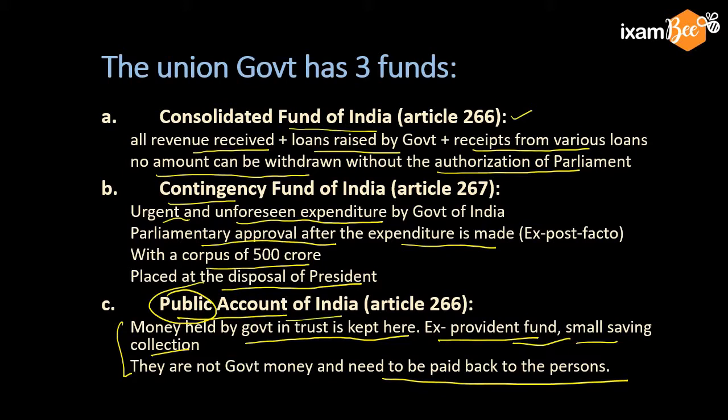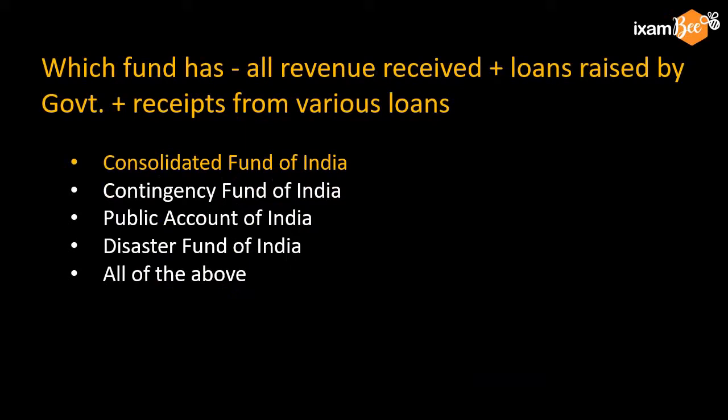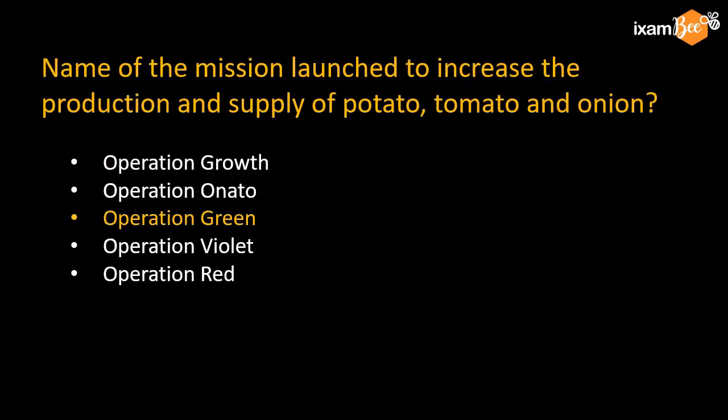Just knowing about these funds is good enough for the exam. Now you know the answer to the first question is Consolidated Fund of India. And the answer to the other question, the mission to increase the supply of potato, tomato and onion, is Operation Green. We will come to that in detail in the agriculture section.